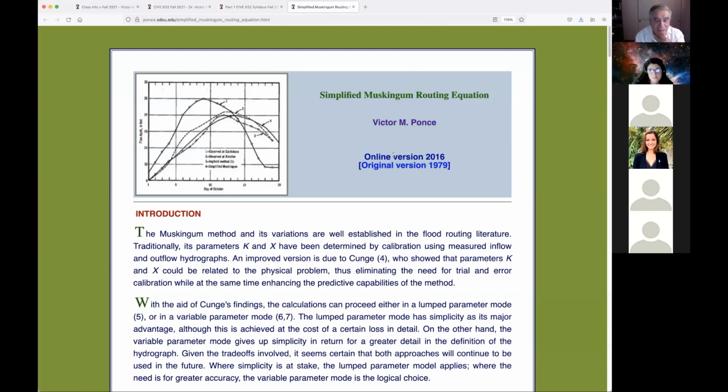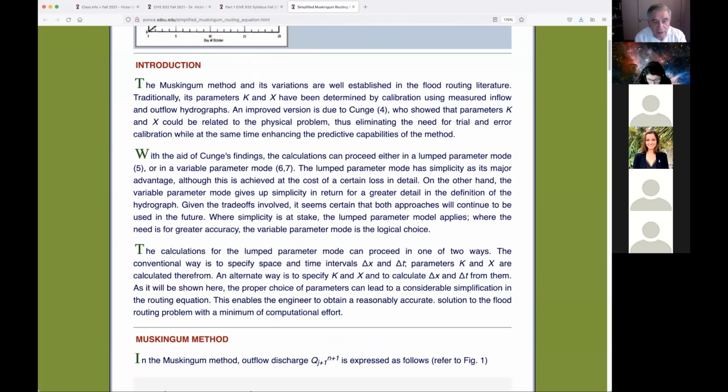The Muskingum method and its variations are well established. The parameter K has been determined by calibration. That's the Muskingum. But an improvement of the Muskingum is the Cunge method, who showed that the parameters K and X could be related to the physical problem. Everybody knows that. With the aid of Cunge's findings, the calculations can proceed either in a lumped parameter mode, that means establishing an average flow value on which to base the calculations of the routing parameters, or you can go nonlinear.